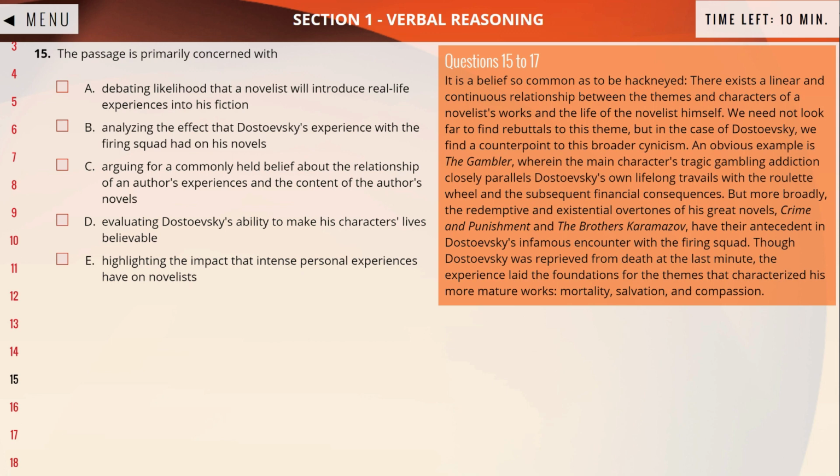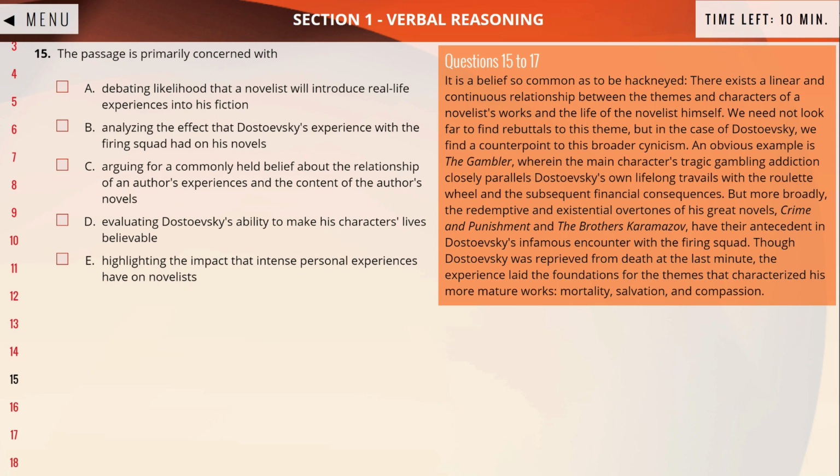Though Dostoevsky was reprieved from death at the last minute, the experience laid the foundations for the themes that characterize his more mature works: mortality, salvation, and compassion. So basically, the author's saying that belief is true, it looks like. There is a linear and continuous relationship between the themes and the characters and the life of the novelist himself. And some people rebut that, but Dostoevsky is a great example of that. Okay, I think I understand that.